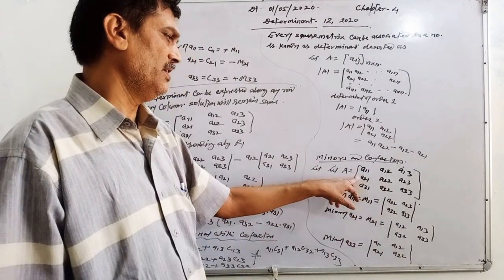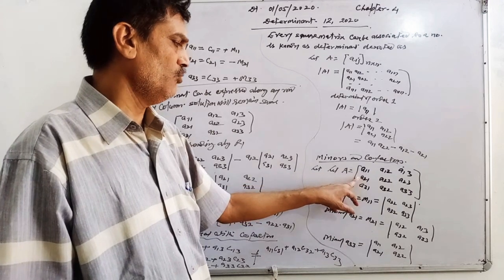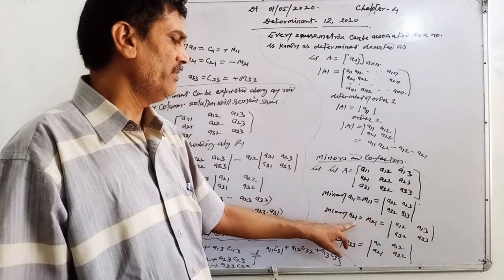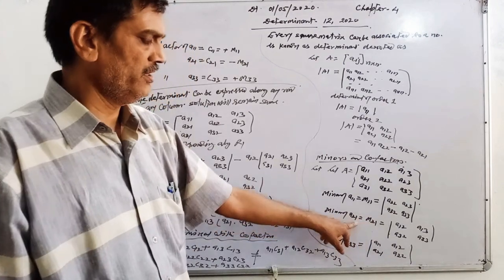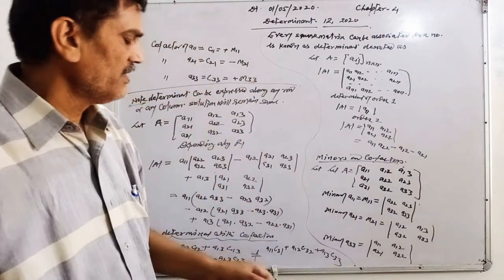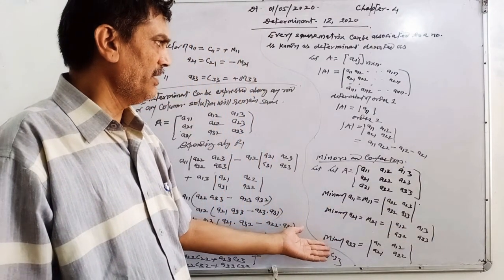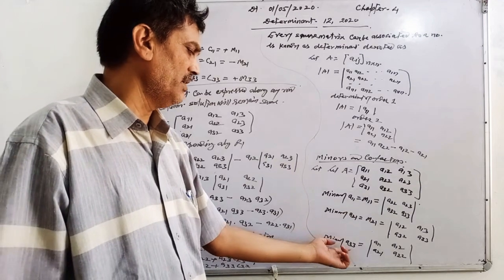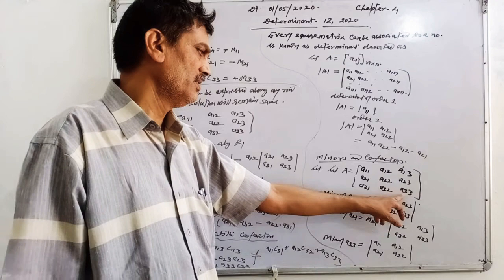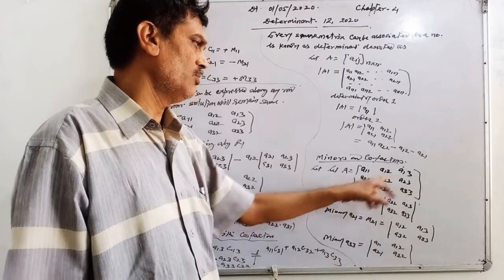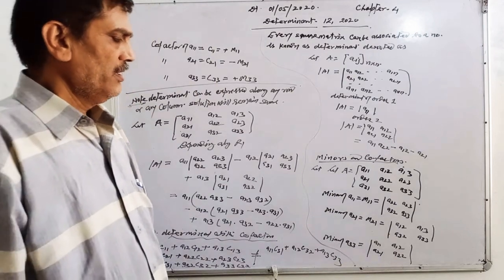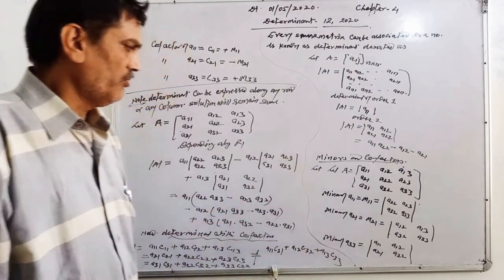So the minor of a21, meaning this element lies in the second row, first column, is represented by M21. Leaving its row and column means leaving the second row, first column, and write the remaining elements. Similarly, you can determine the minor of the remaining elements, such as a33: leaving its row and column, meaning third row, third column, and write the remaining elements. These are the minors of the elements.